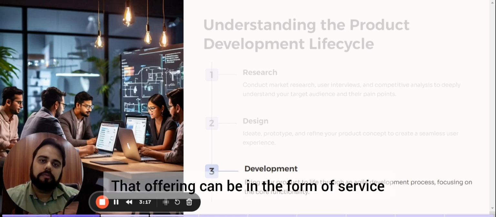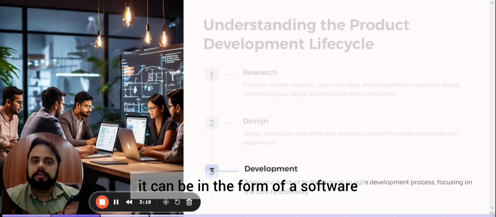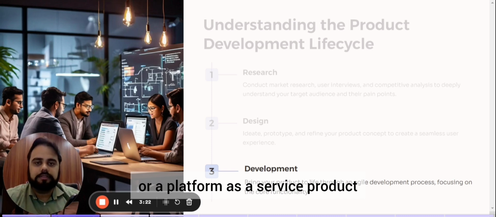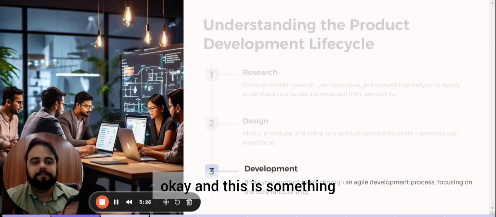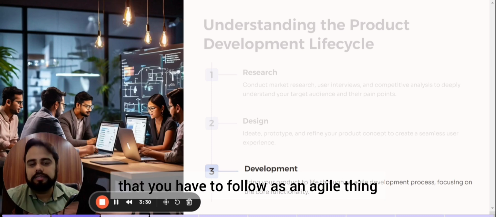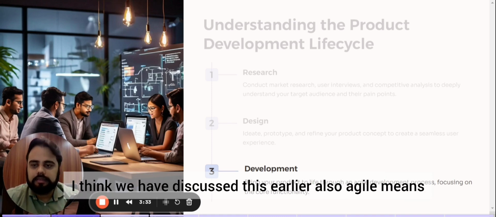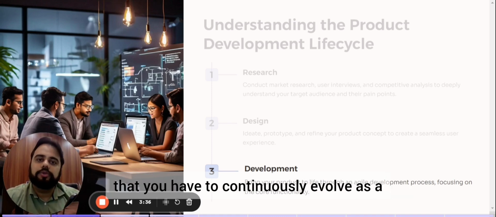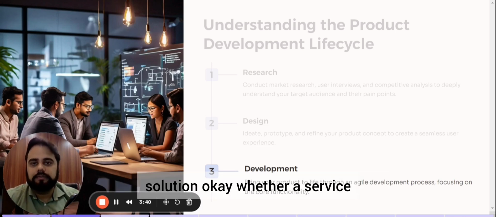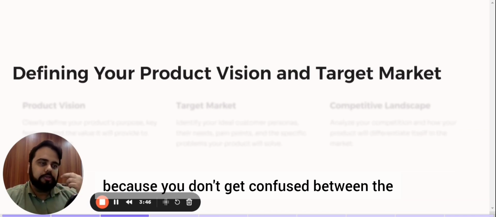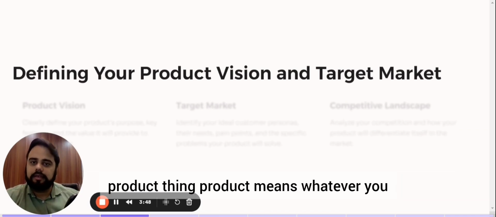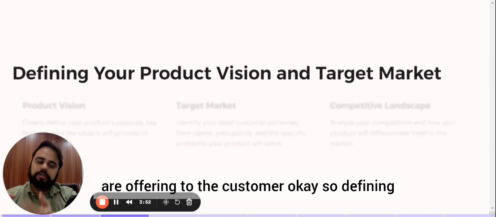That offering can be in the form of a service, a software or platform as a service product, or physical goods. And this is something that you have to follow in an agile way. I think we have discussed this earlier also. Agile means that you have to continuously evolve your solution, whether a service, a software or a product. Why am I repeating these terms? Because I don't want you to get confused about the term product. Product means whatever you are offering to the customer.